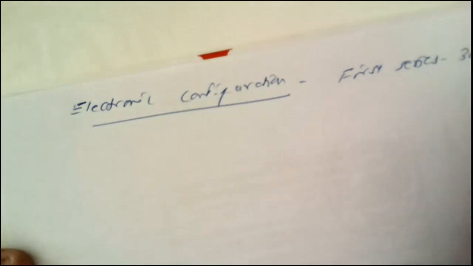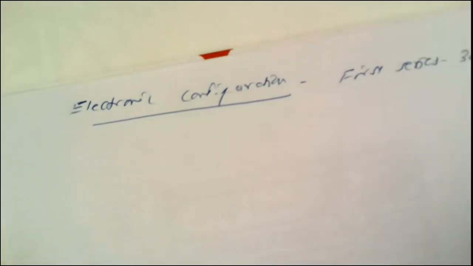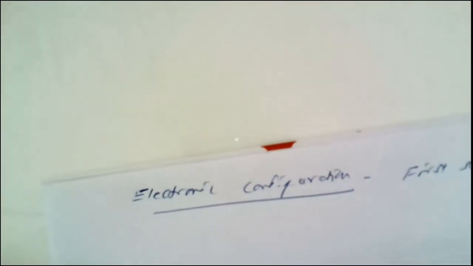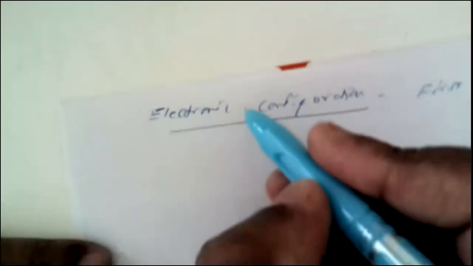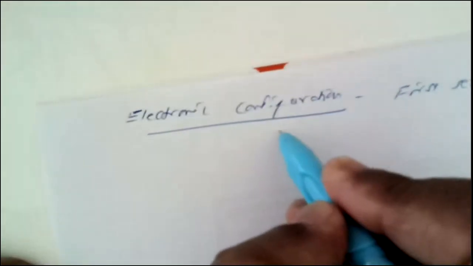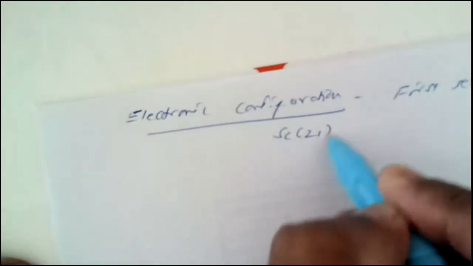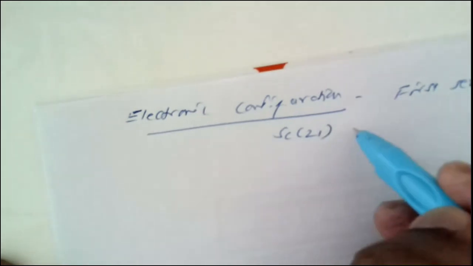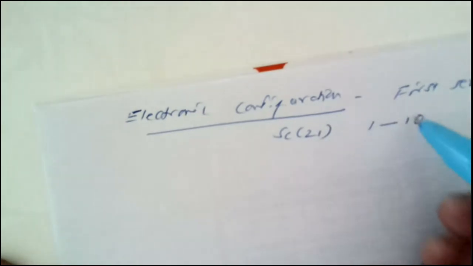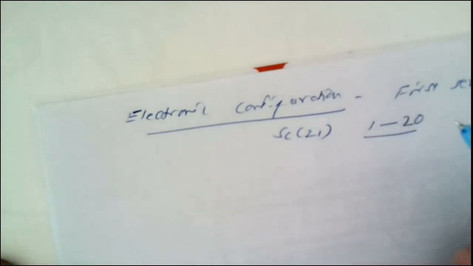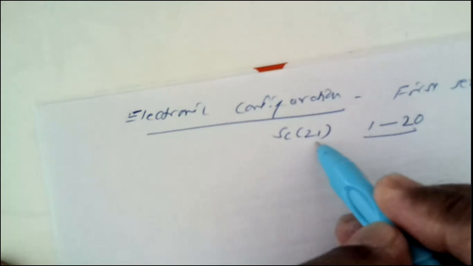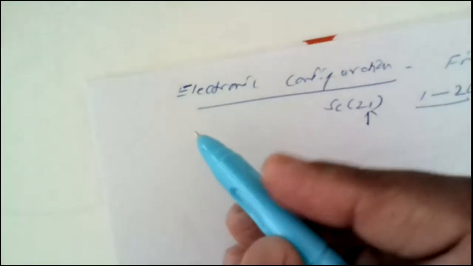This series is very simple to study, and hence for this purpose I have chosen a very simple topic for the first time. Now, to arrive at the electronic configuration of scandium, atomic number 21, first of all one should know the electronic configuration of the elements having atomic number 1 to 20, and then we shall begin with atomic number 21. So you have to write in your notebook.